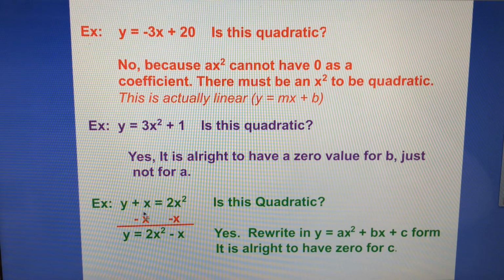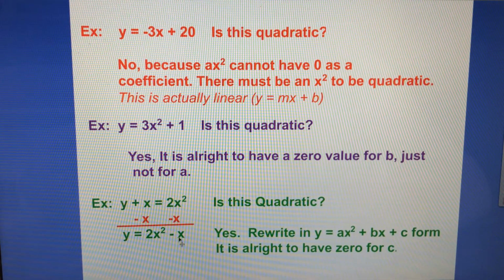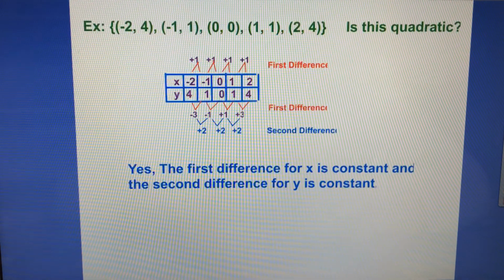In green, y plus x equals 2x squared. Is this quadratic? Well, I see an x squared, but I don't have y isolated, so I need to isolate y first. When I do that, I subtract x from both sides. I rewrite it, y equals 2x squared minus x. I have an a. Doesn't matter if I have a b or a c, but I do have a b. So yes, this is a quadratic function.